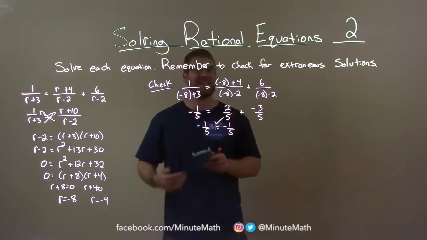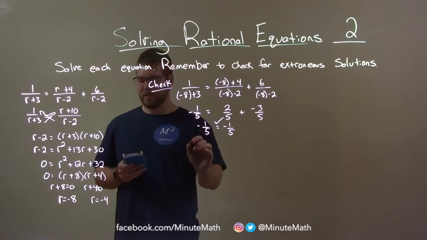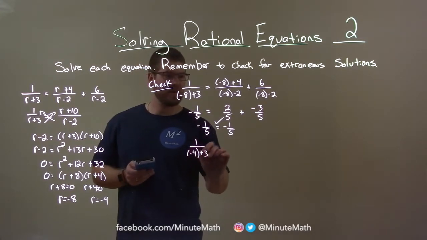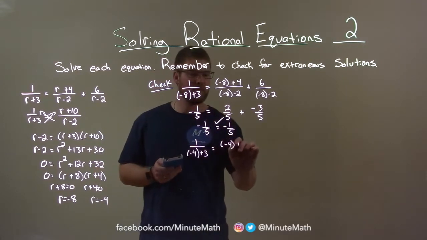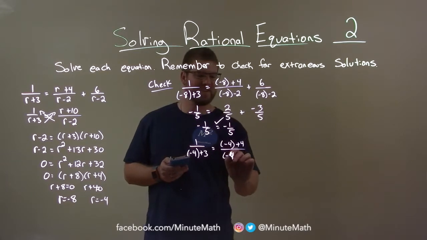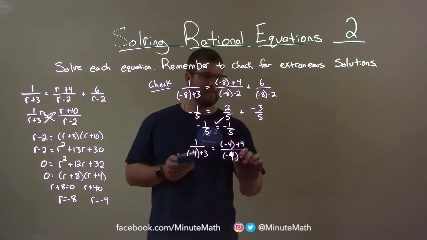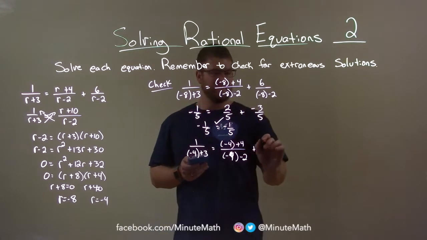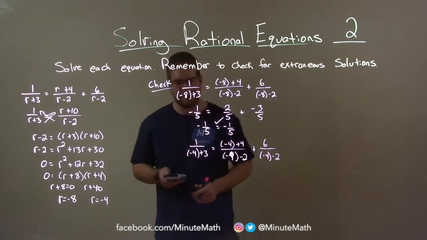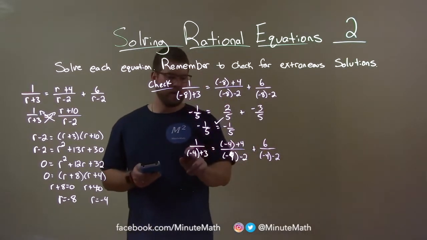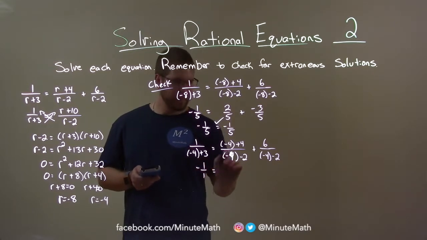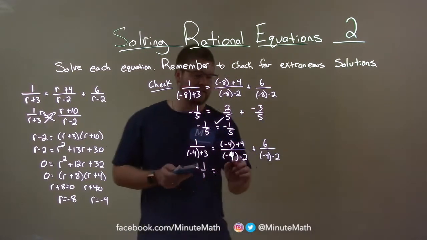Left and right hand side are equal, and so we know that negative 8 is a solution. But there's two numbers, we got to check the other one. Same idea, put negative 4 in for r. 1 over negative 4 plus 3 equals negative 4 plus 4 over negative, I almost put 8 in, be careful, negative 4 minus 2 plus 6 over negative 4 minus 2.